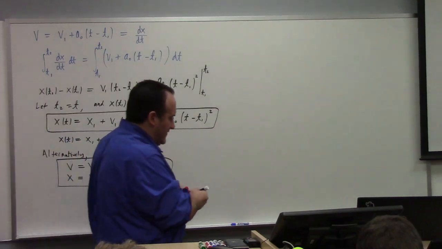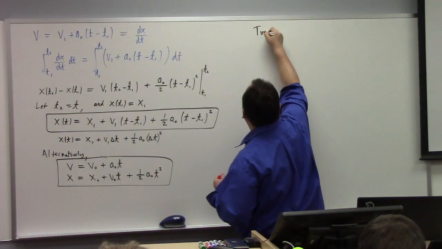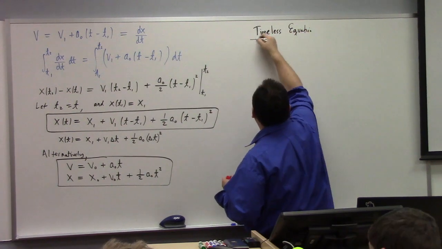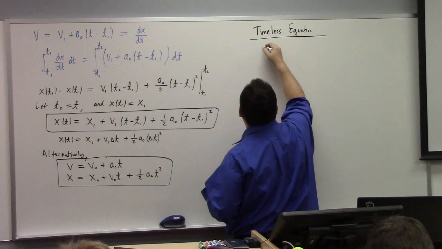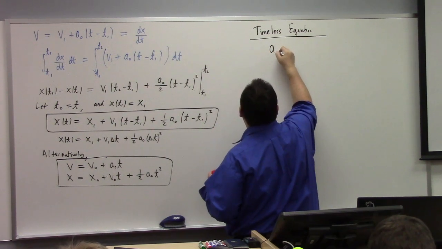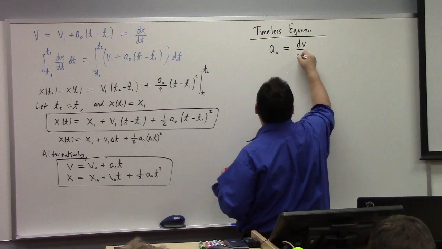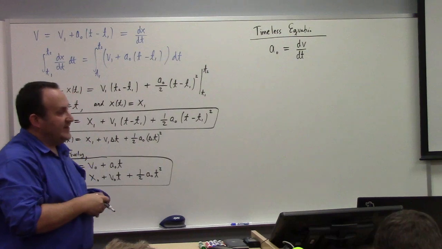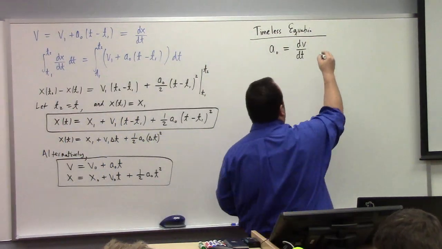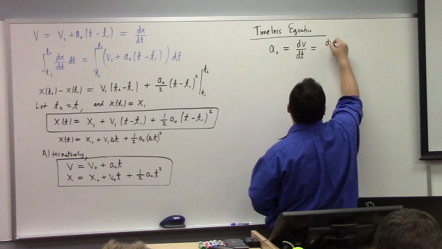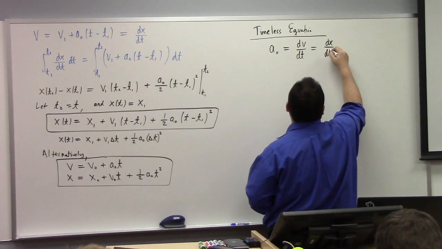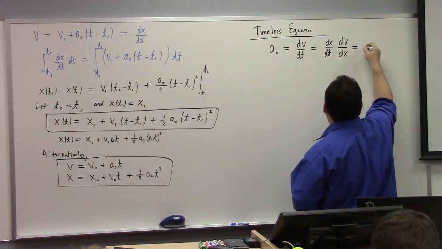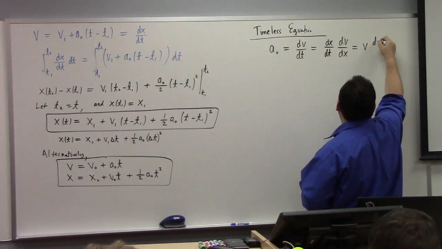There's also the timeless equation. So the timeless equation we get as follows. For constant acceleration, we have a sub 0 is dv dt, right? But we can do something sneaky here. We can trade dv dt for a derivative with respect to x in the following way. By the chain rule, we've got dx dt times dv dx, which, if you tilt your head and squint, is actually v dv dx, which gives me joy to say.